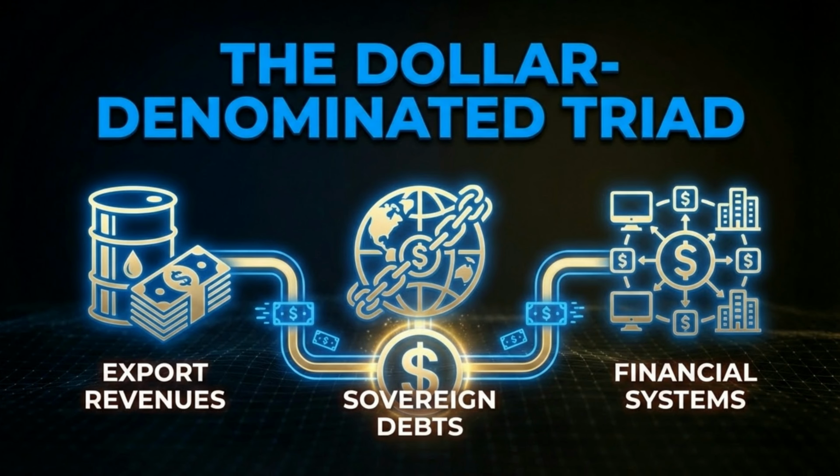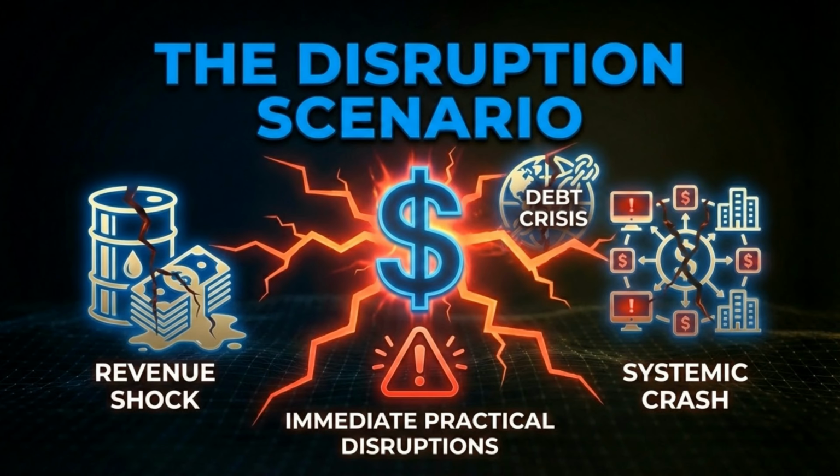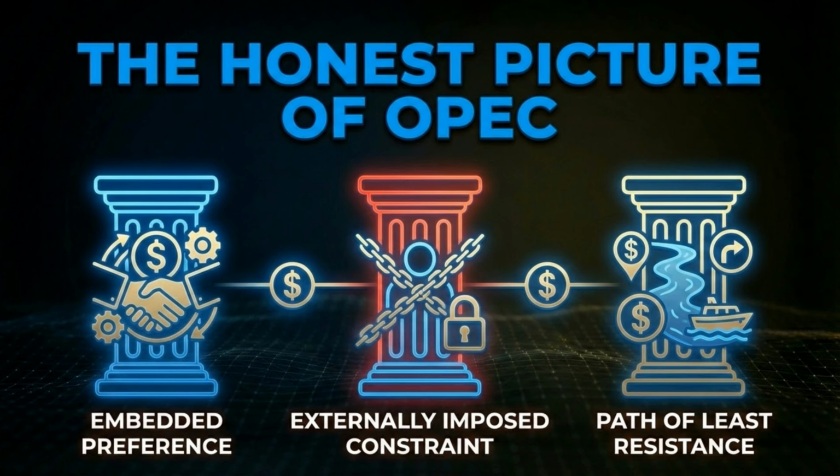Their export revenues are received in dollars, their sovereign debts are frequently denominated in dollars, and their financial systems are integrated with dollar-denominated global capital markets. Shifting away too fast from dollar pricing would create immediate practical disruptions for their own financial systems, not just for the United States. The honest picture of OPEC and the dollar is this.